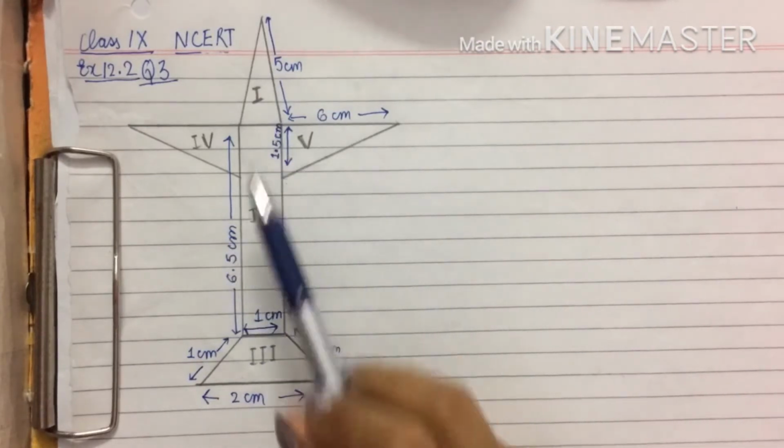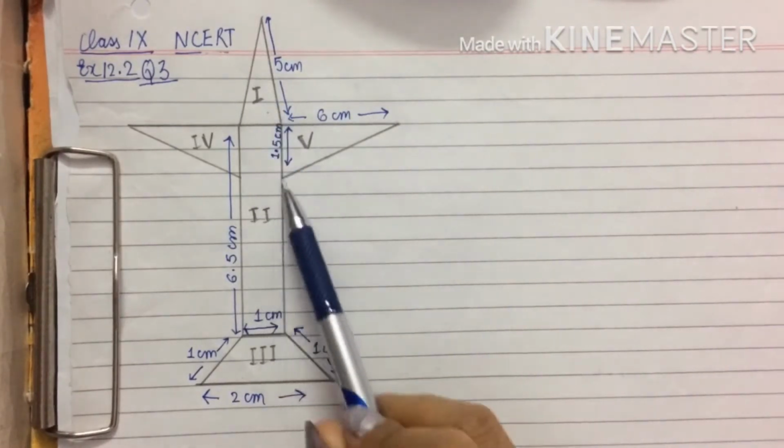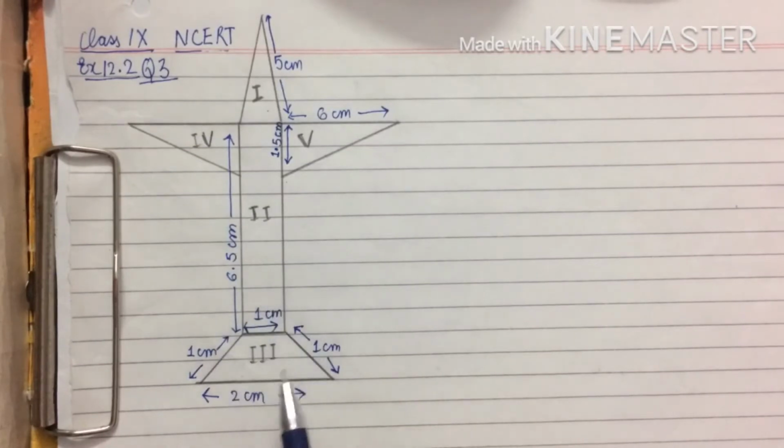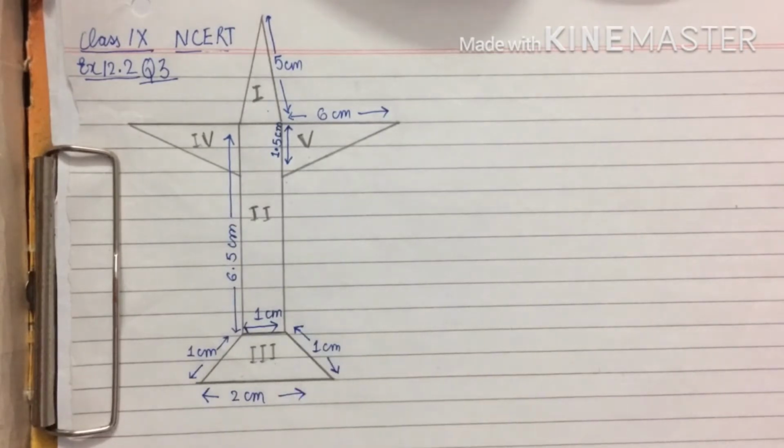So you have got 5 areas. Area number 1, which is triangular in shape. Area number 2, which is rectangular in shape. Area number 3, which is a trapezium. Area number 4 and area number 5, which are right angled triangles.